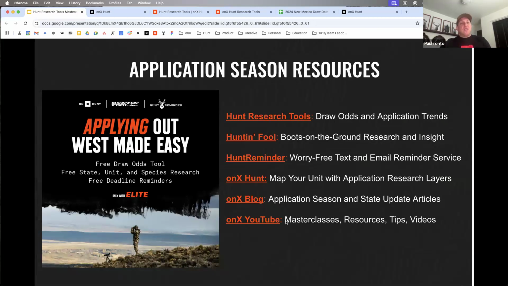Lastly, you guys have a ton of tools here at your fingertips. If you're an elite user, you've got access to this tool, Hunt Research Tools. It tells you all your draw odds, unit research. You can do all of that. You've also got access to Hunt and Fool. You get a free digital membership to Hunt and Fool, which gives you access to their draw odds tool. It gives you access to their digital e-magazine that's got a ton of information from their experts on every unit. It gives you a ton of information on trophy potential, all that information.